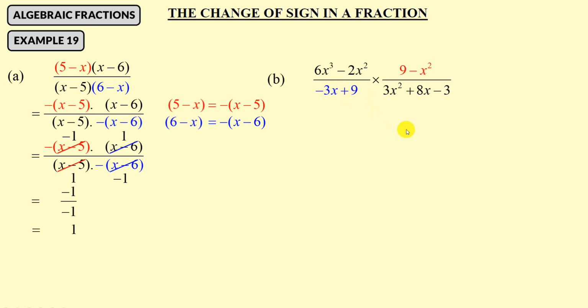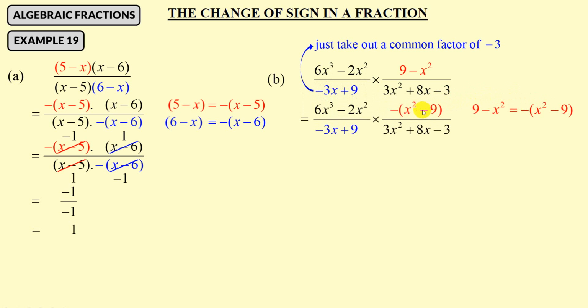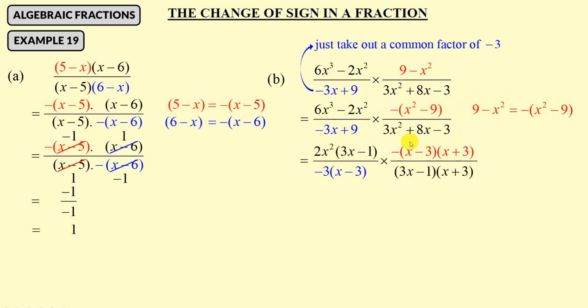So let's take this 9 minus x squared. We know from this previous example that 9 minus x squared is the same as negative of x squared minus 9. That negative 3x plus 9, we could just take out a common factor of negative 3, and change the signs. Let's put this back into the fraction now. Instead of 9 minus x squared, we're putting negative of x squared minus 9. Now, we're going to factorize.